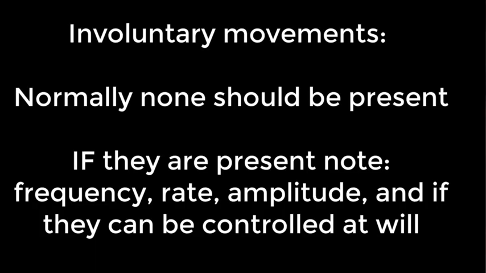The next thing we are going to assess is involuntary movements. Normally, no involuntary movements are going to occur, but if they are present, note their location, the frequency, the rate, and the amplitude. Note that the movements can be controlled at will by the patient. So this concludes part 1 of our neurological system assessment, and I will continue in another video with part 2.